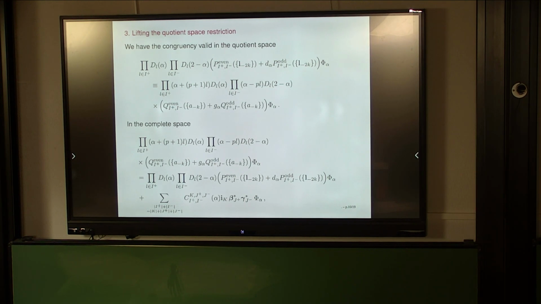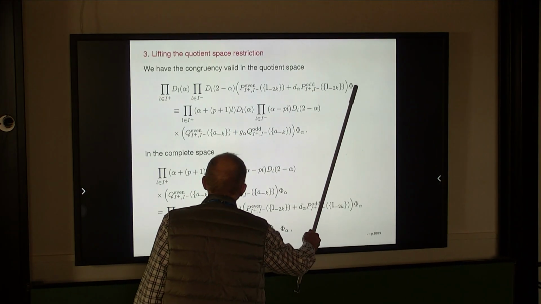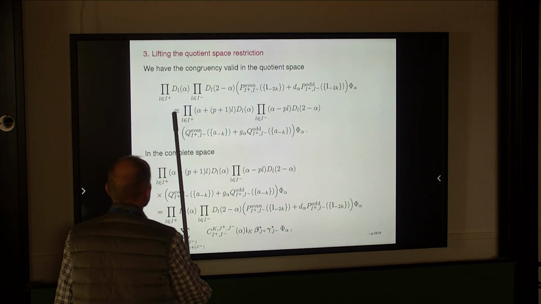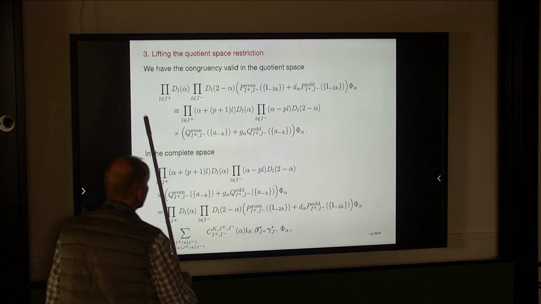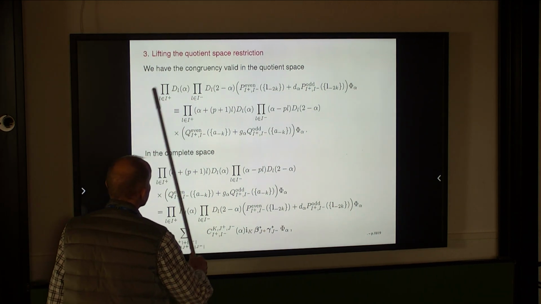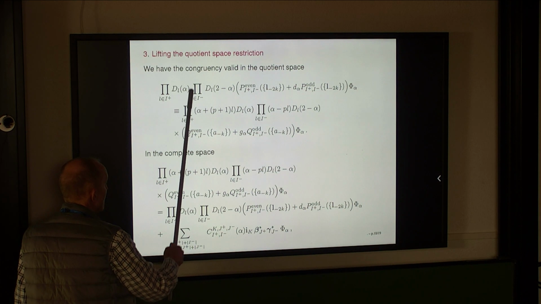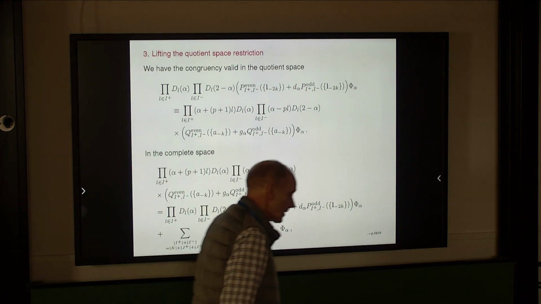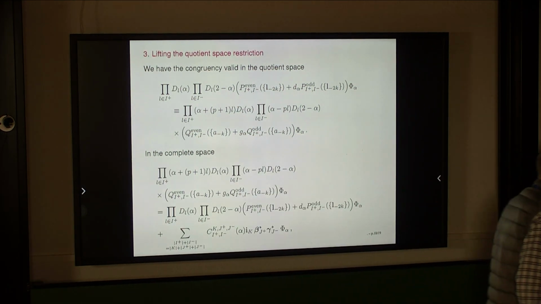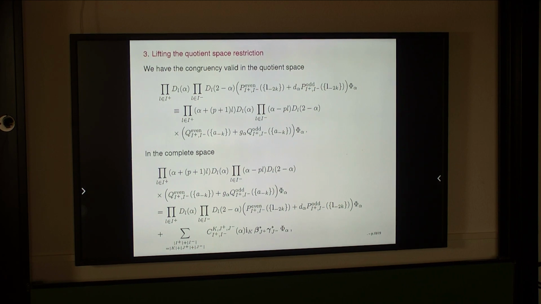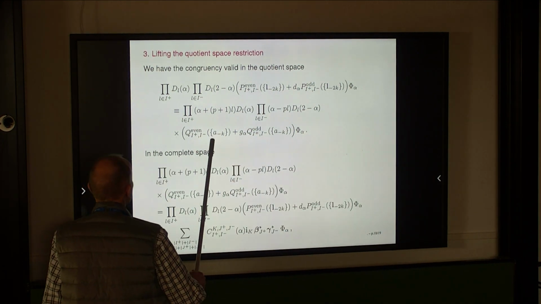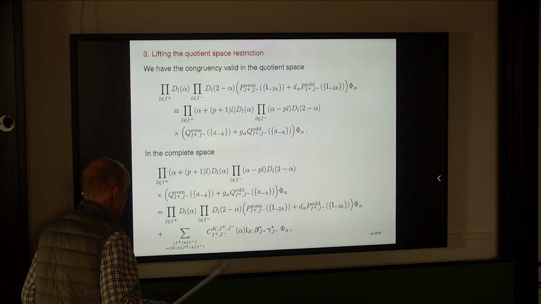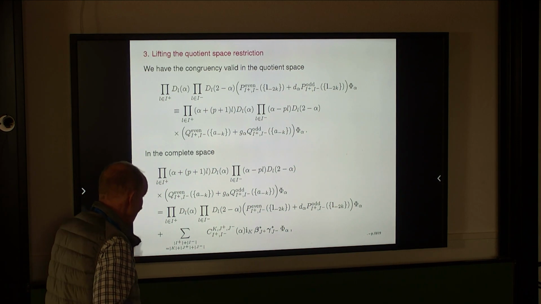So I had this, how is it called, congruency, yes? So I have this kind of relation in the quotient space. Now I want to generalize it to the entire space, and I start, of course, as you can imagine, from the opposite side.